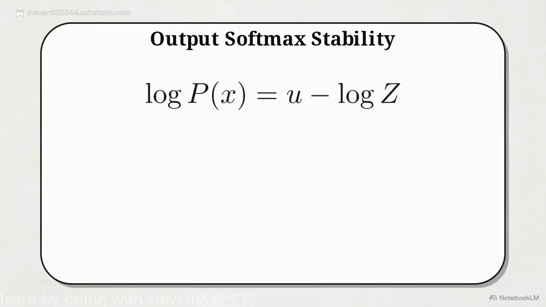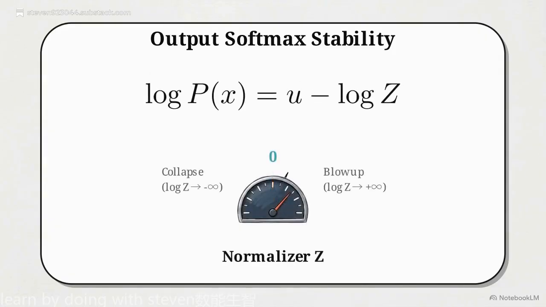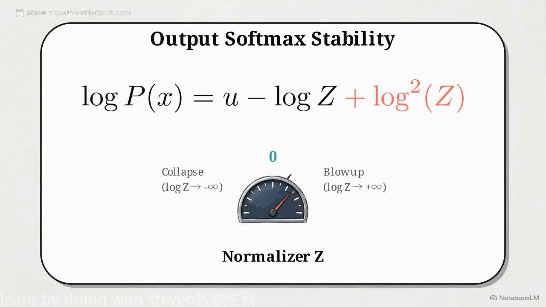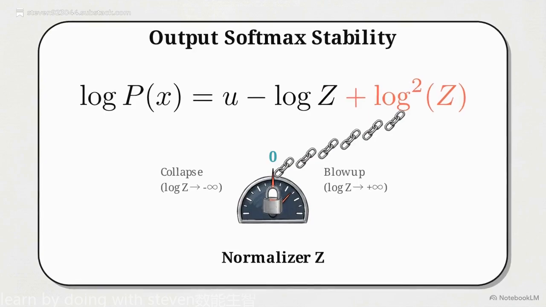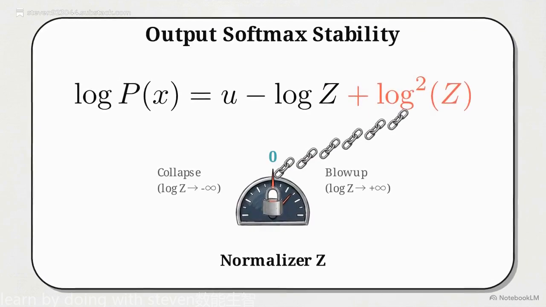To prevent the output softmax from blowing up, engineers apply the z-loss trick. Looking at the exact log probability equation, they add a squared log penalty term directly targeting the normalizer, z. This heavily penalizes the model if the normalizer drifts away from zero, acting as an algorithmic tether.